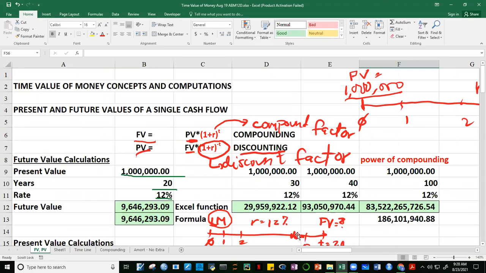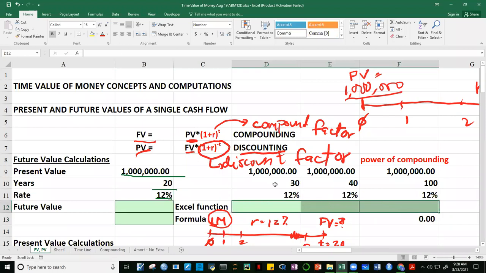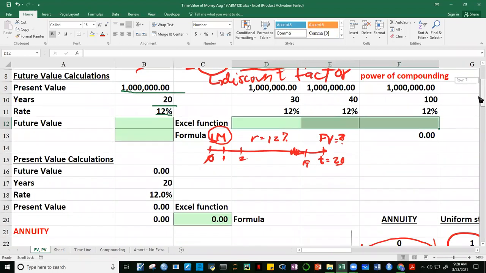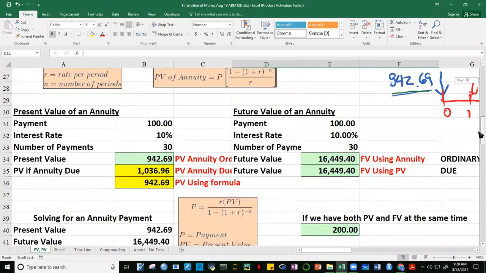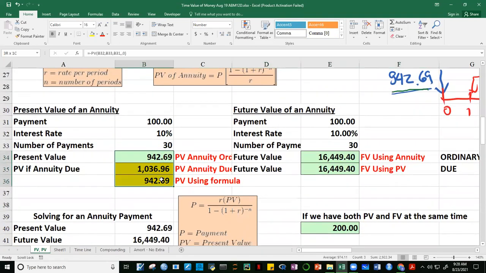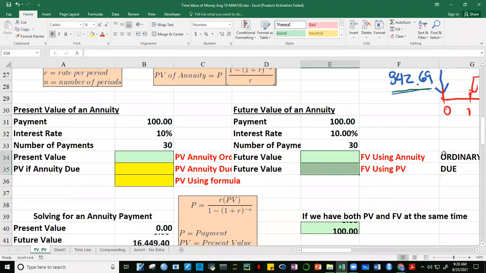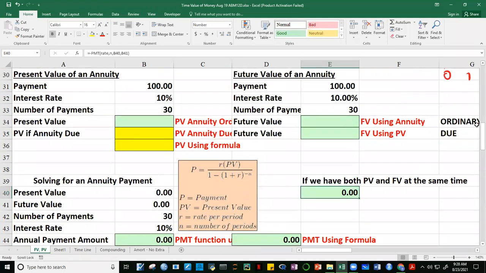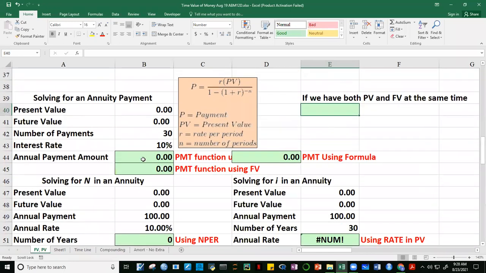Let's take a look at the problem here. We're given 1 million. I made a mistake here, so kindly erase these values. Please delete these green values here, and then we'll do this together. Sorry, I should have given you a blank file.